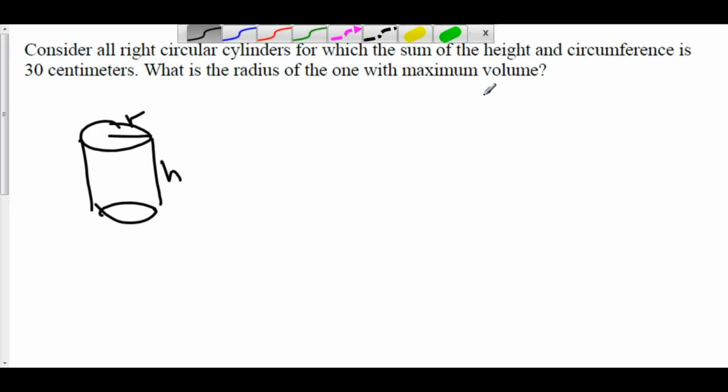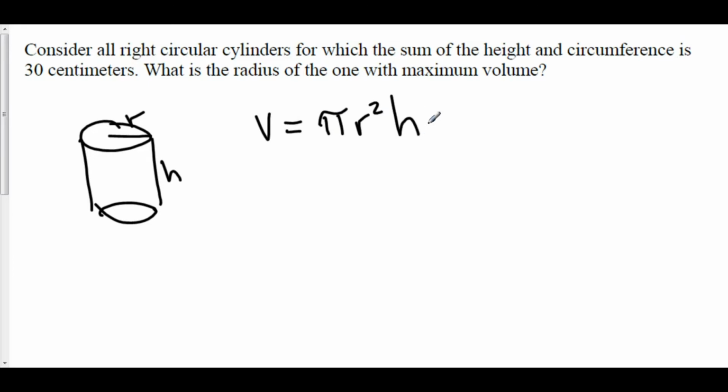Well, let's create a model for volume. The volume of a right circular cylinder is pi r squared times h. Now, we have two variables in our model. We have both r and h. When we do our first derivative analysis to determine the relative max, we're going to take the derivative of volume with respect to either radius or height, but not both. So we have to get volume in terms of only one variable.